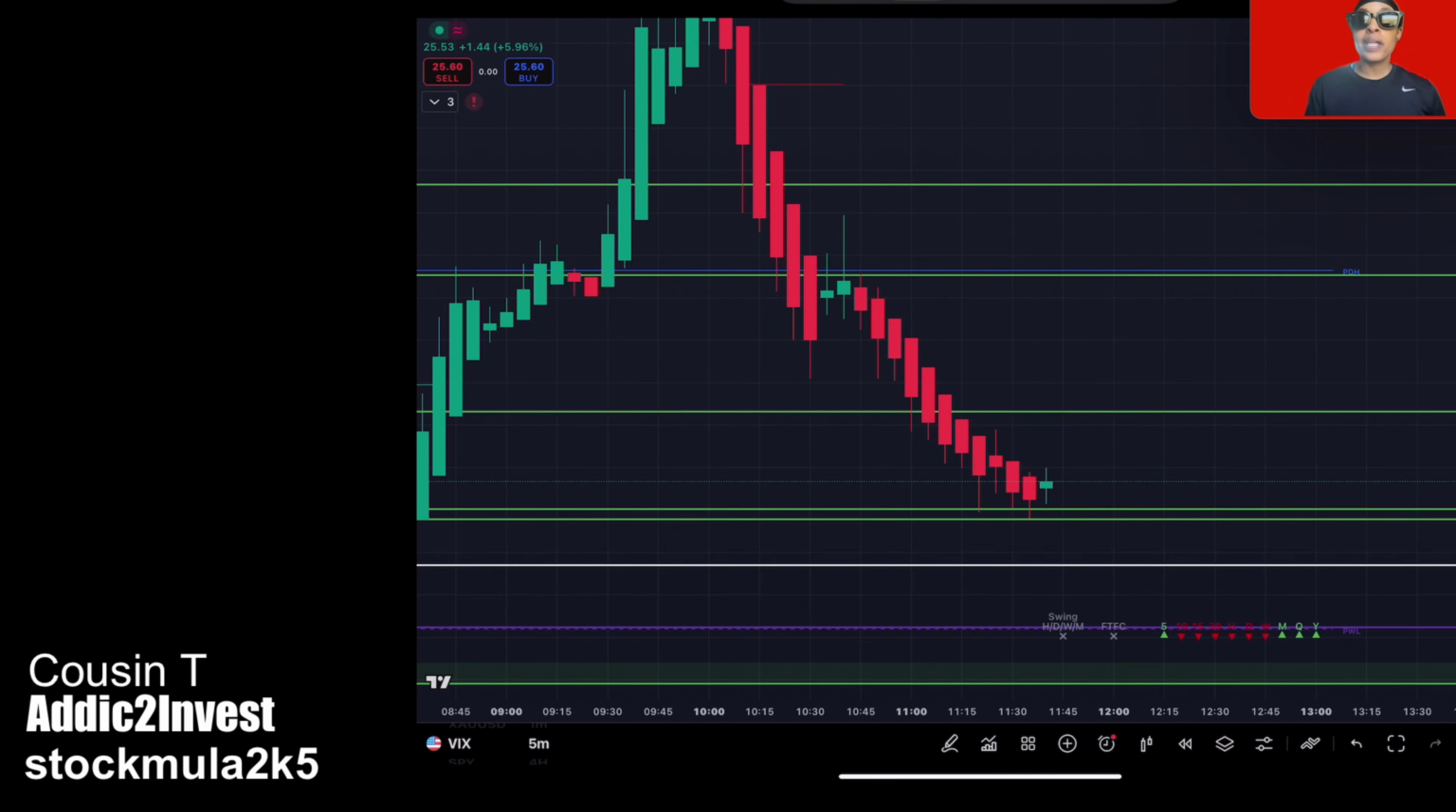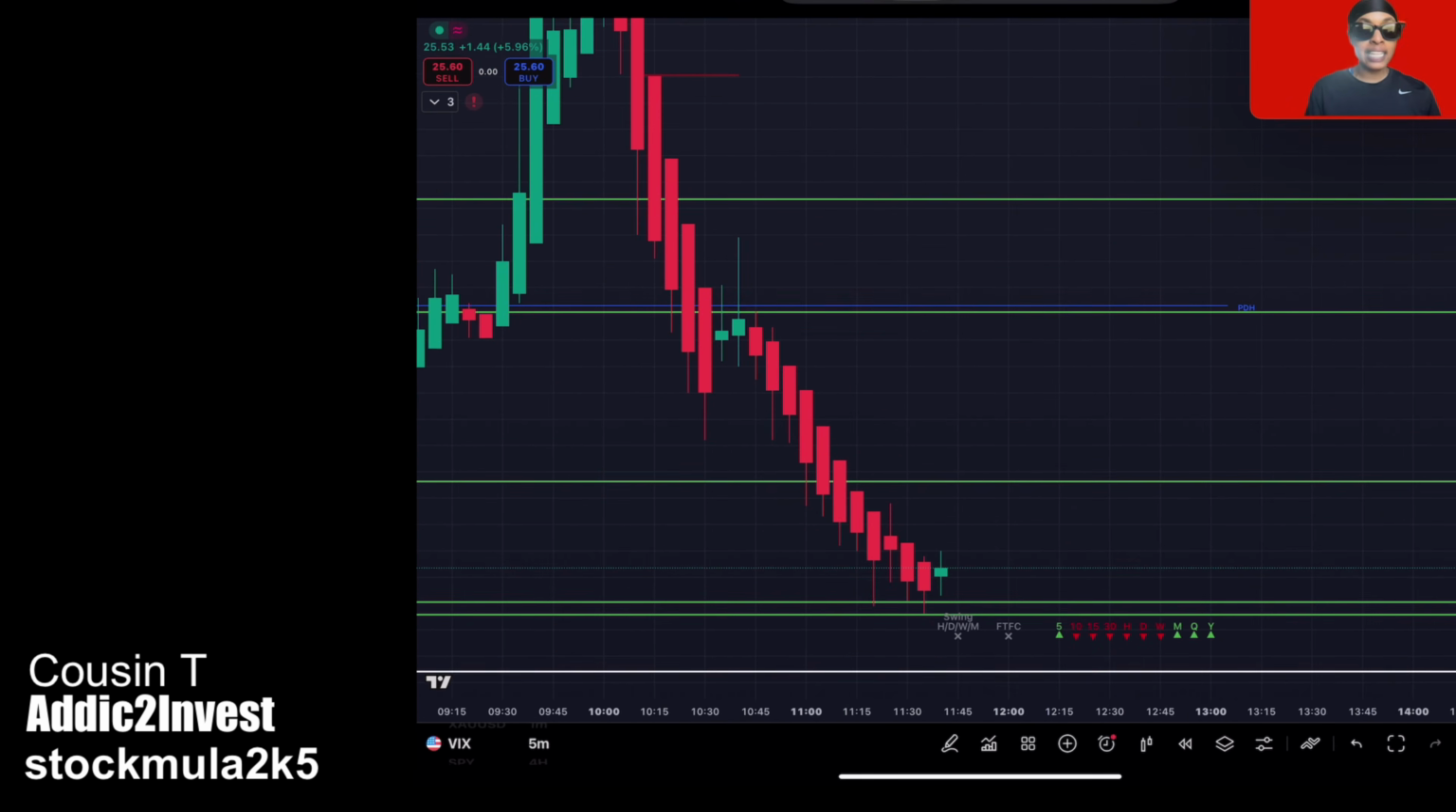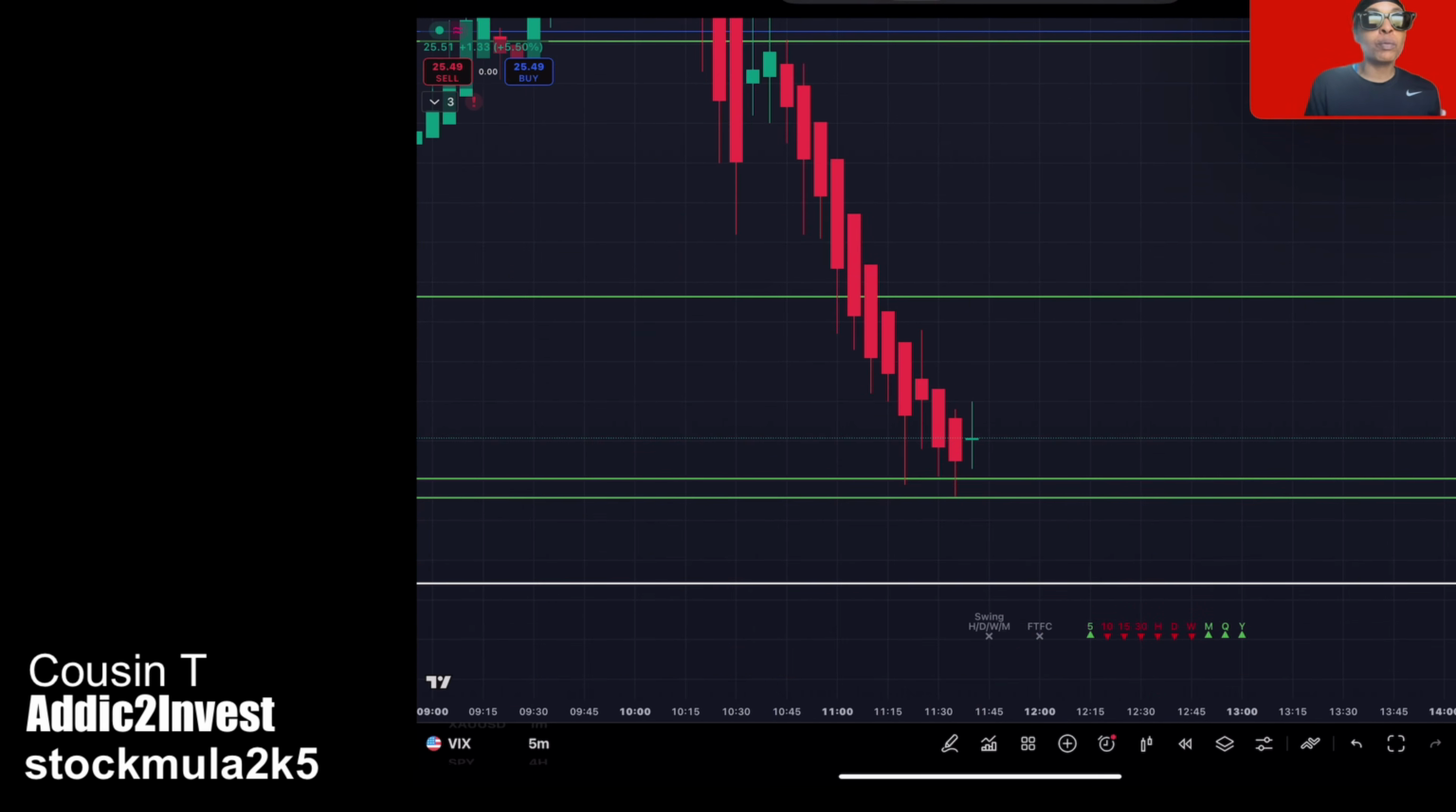So now when I see that, okay, wait, I'm getting more wicks. The bars are not as heavy. Could I be reversing? And now I get a doji. A doji is indecisive.